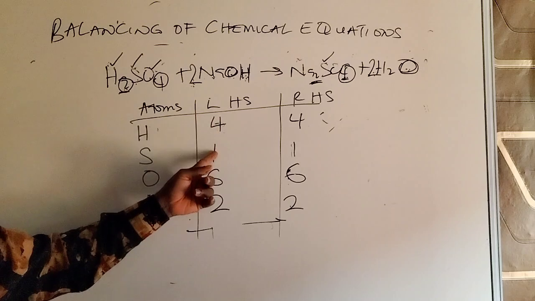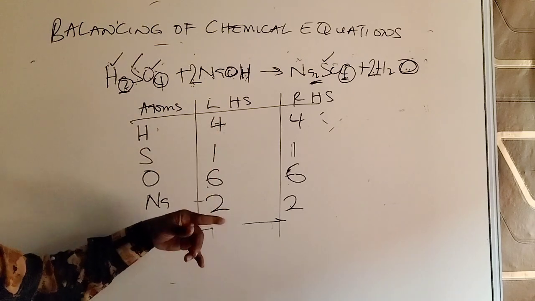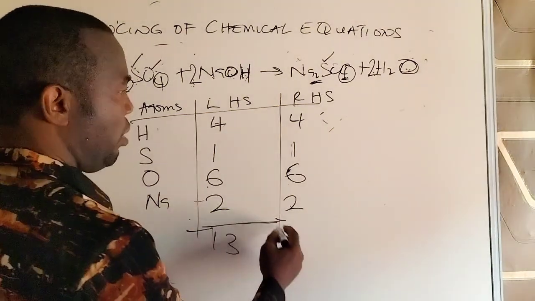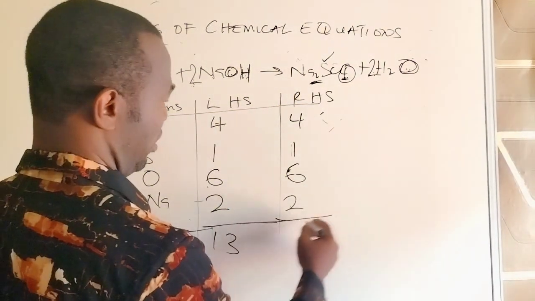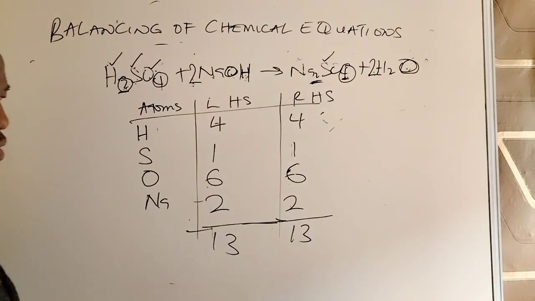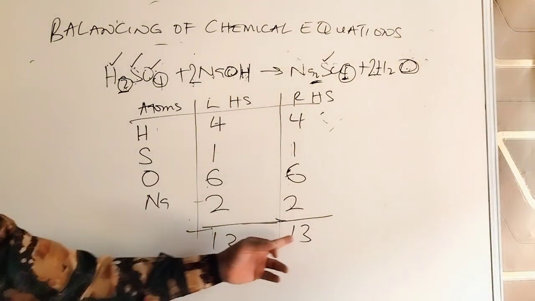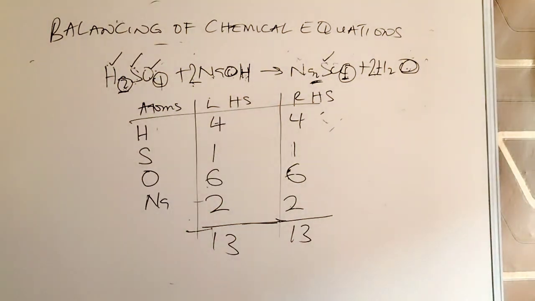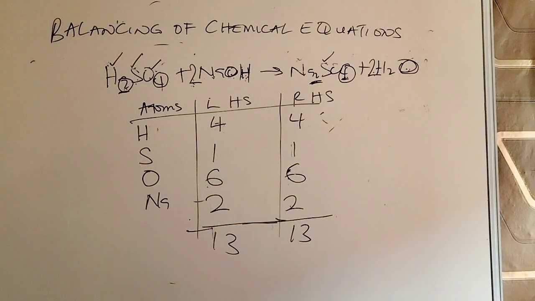If you add 5, 11, 5 plus 11 plus 2, 13 atoms altogether. 5, 6, 11, 13 altogether. So it's a balanced equation. Not only because they have an equal number here, you check all the atoms, they are equal on both sides. So having done that, we're now going to learn how to balance chemical equations properly.